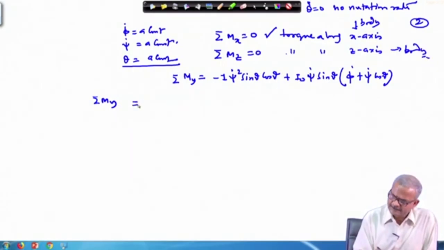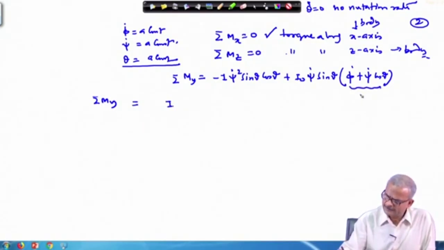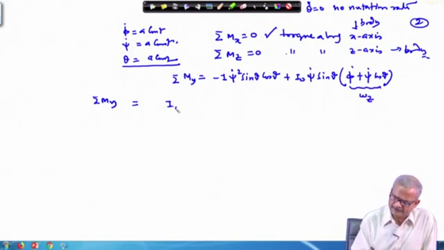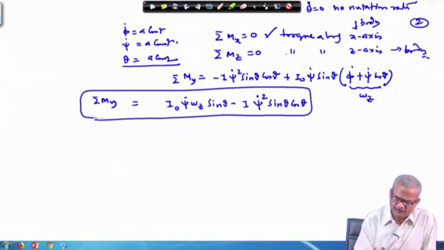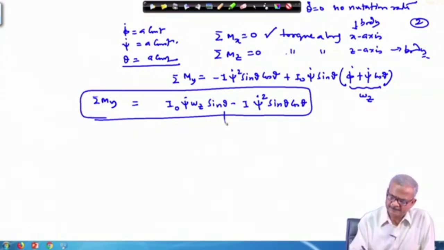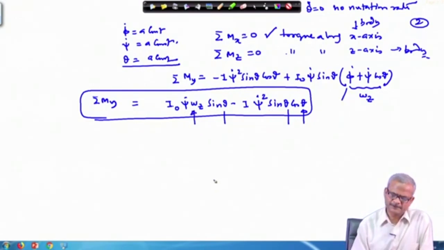So, if we rearrange it, this quantity is nothing but your omega z. We can write it in a simple way: I 0 times psi dot omega z times sin theta minus I times psi dot square sin theta into cos theta. So, this is the amount of torque required. You can see that theta is a constant here. Only psi dot and phi dot, which has gone into this omega z, are present.